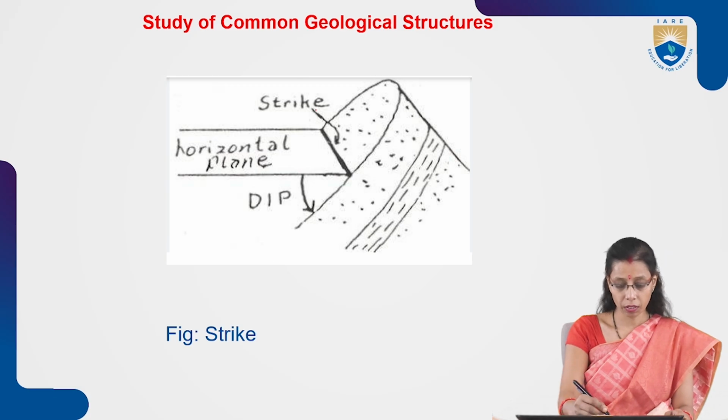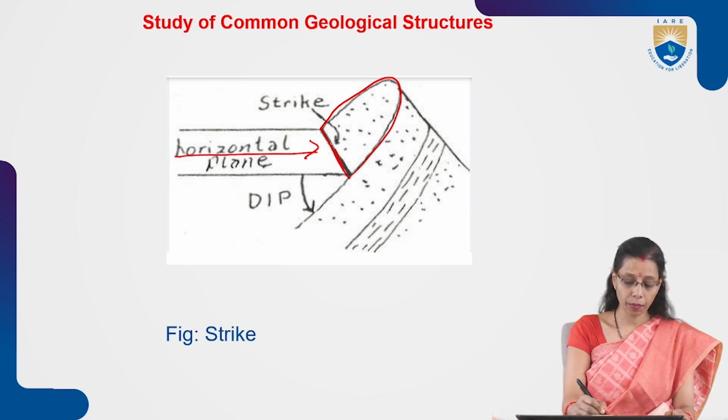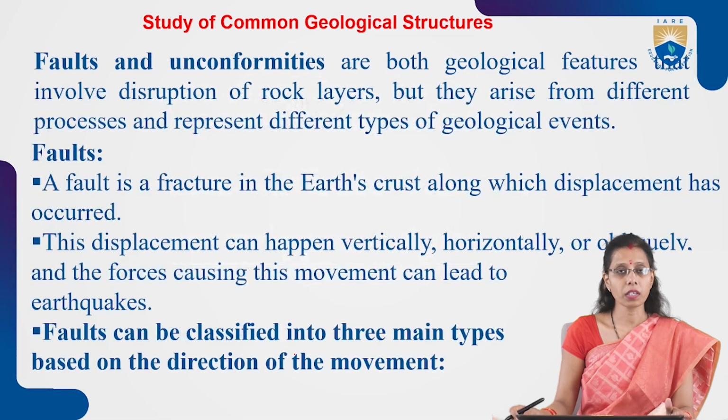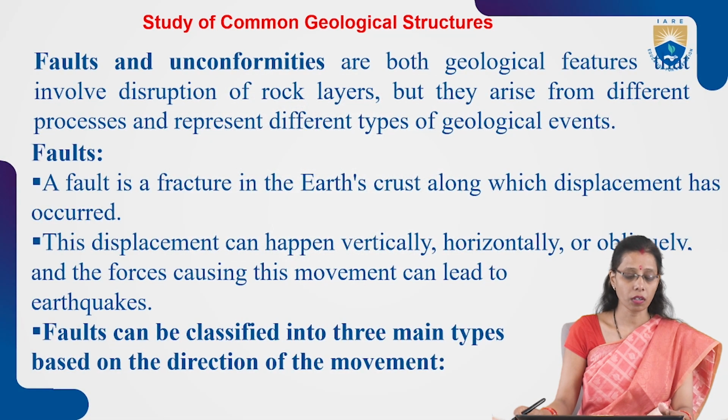Now here we have a very easy diagram to find out about the strike. This is your horizontal plane, and on the horizontal plane you have a strike line. This is the strike line. Beneath this plane you have an angle which is going down, that we call the dip, on the earth surface, on the structure of the rock.